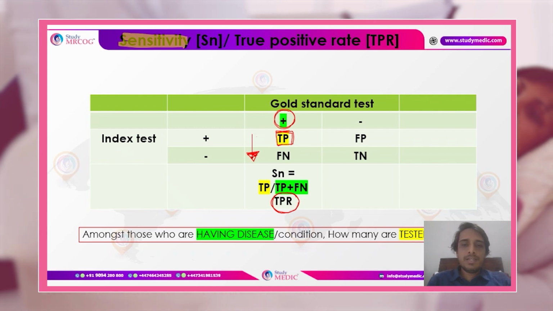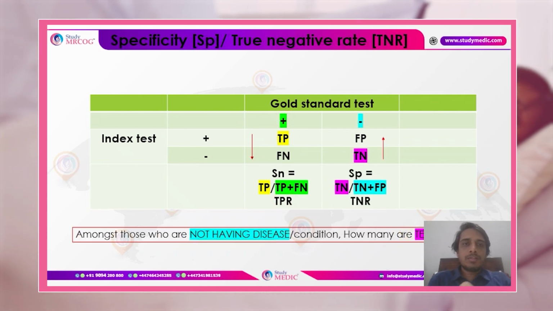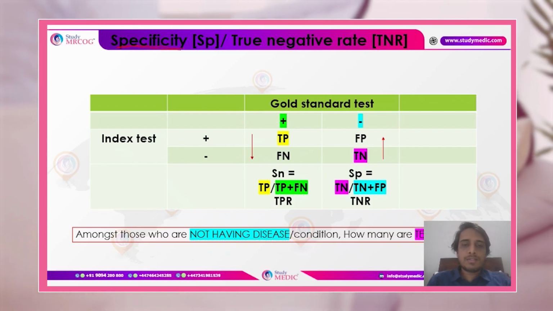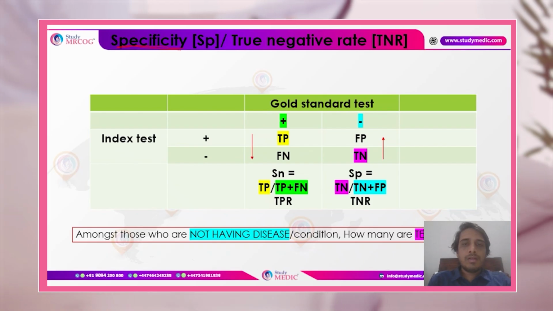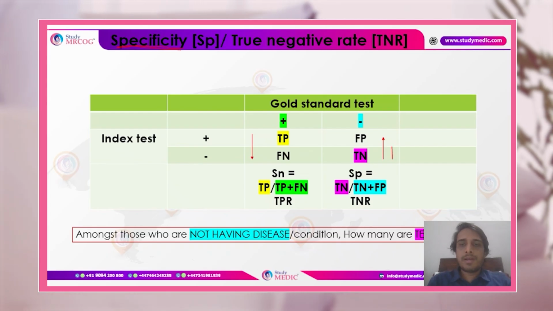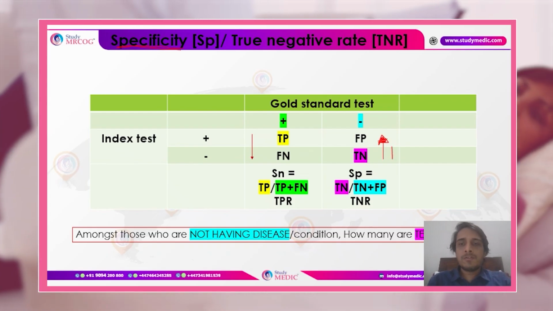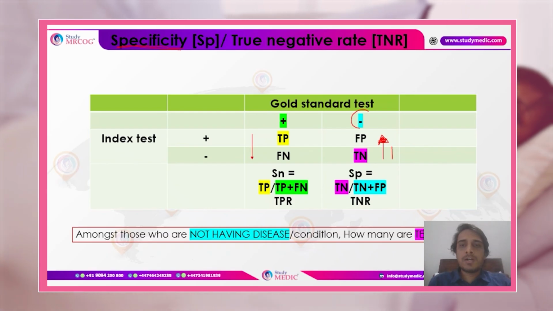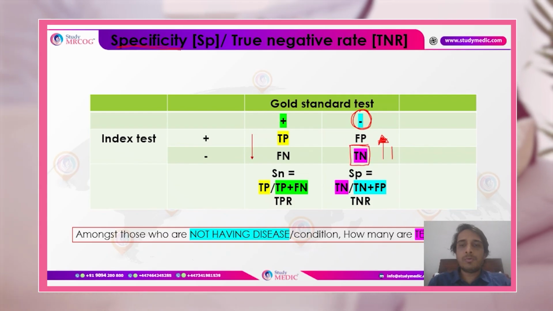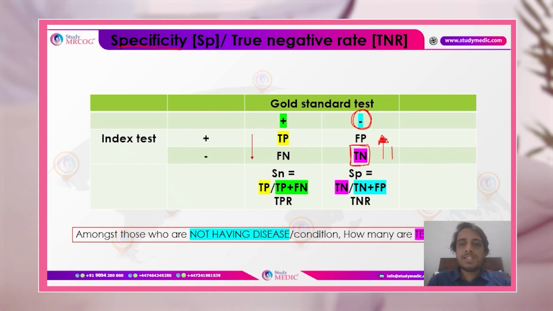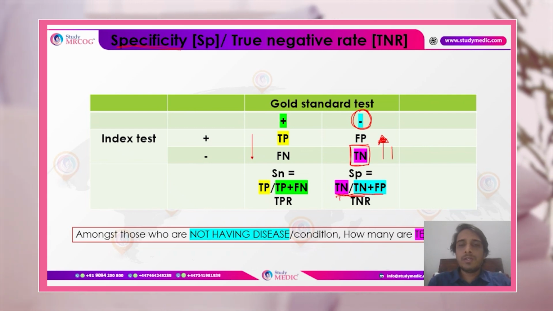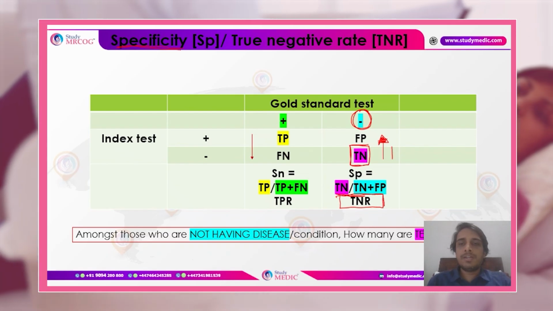Then what is specificity? Specificity is, look at the down to up arrow, amongst those who do not have the disease or the condition, how many tested negative? So specificity is true negative divided by true negative plus false positive. It is also called the true negative rate.